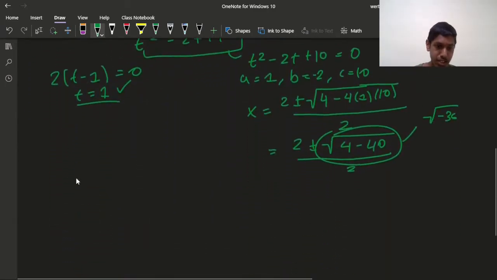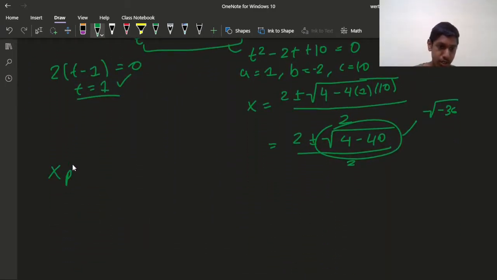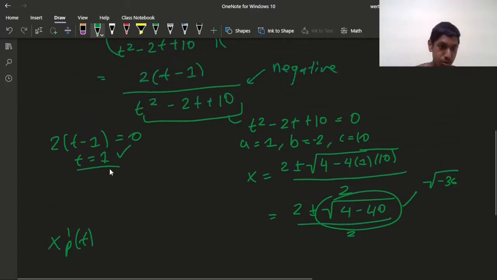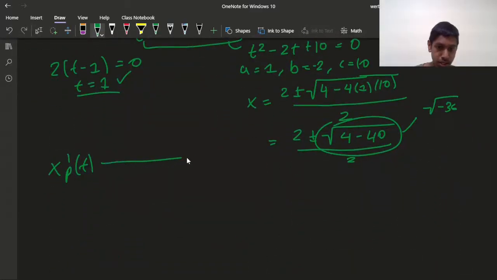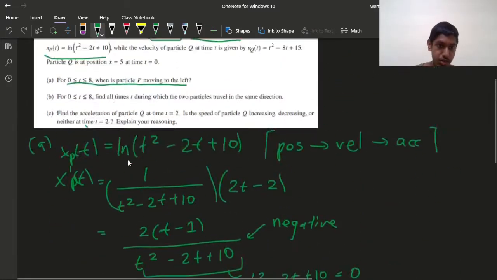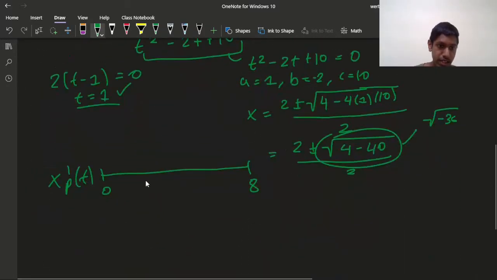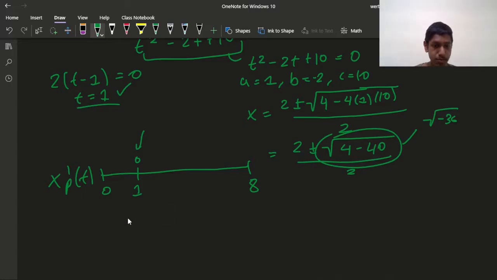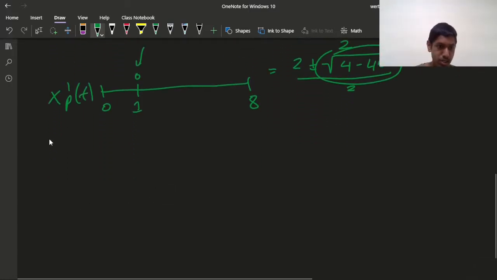So, let's make the sign chart now. Always label your sign chart with the function that you're doing, and always put the interval that you're going across, so from 0 to 8. And then at t equals 1, put 0 right here. So this indicates that x_P prime of t was 0 at t equals 1. So now we just have to test some points.